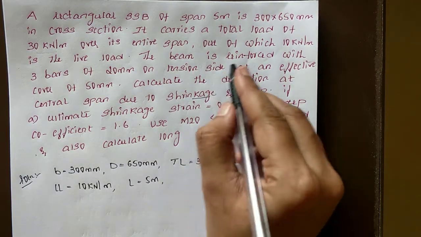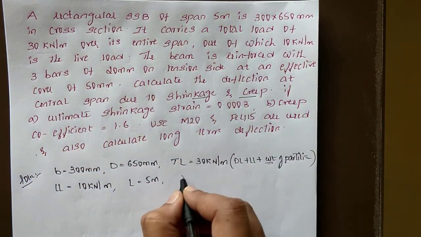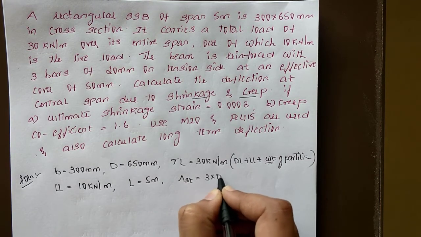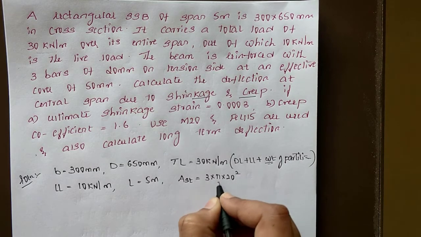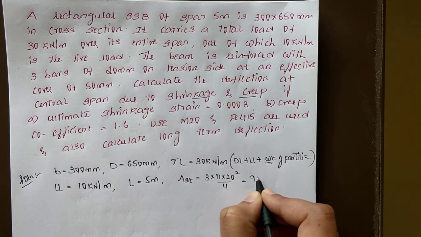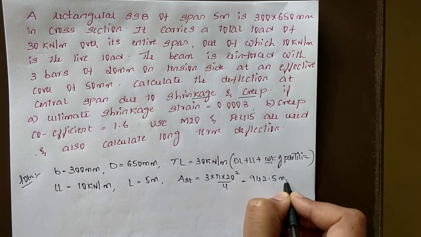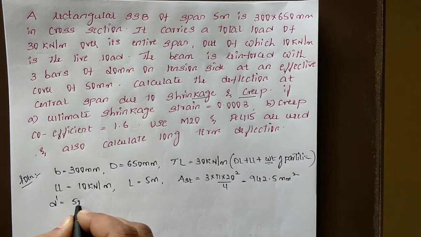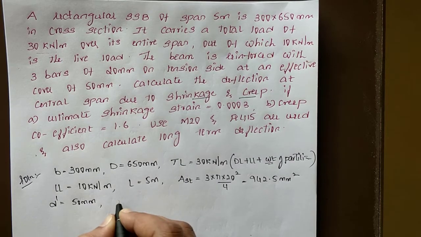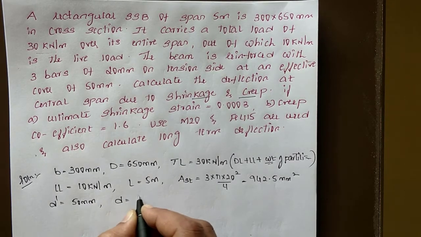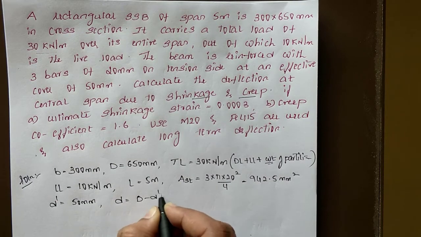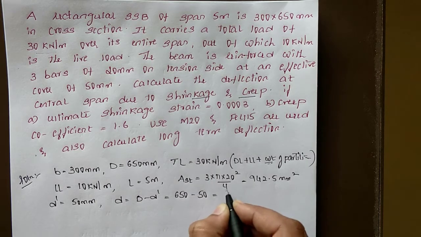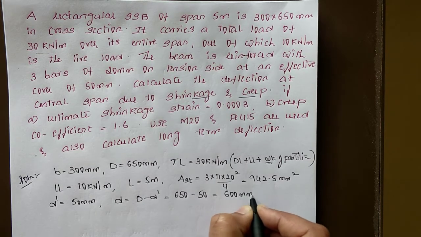The beam is reinforced with 3 bars of 20 mm. From that you can calculate Ast, that is 3 into pi into 20 square divided by 4, you will get it as 942.5 mm square. Then effective cover they have given, it is 50 mm. From that you calculate effective depth, that is D minus d dash, that is 650 minus 50, you will get it as 600 mm as the effective depth.